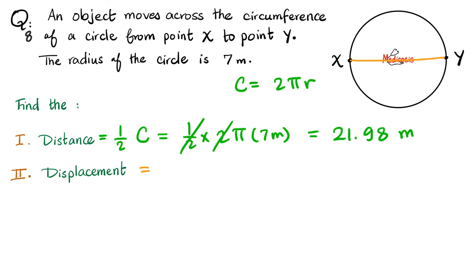Displacement equals diameter. Diameter equals twice the radius. How much is the radius? 7 meters. 2 times 7 is 14 meters, the net displacement. So 14 meters is the correct net displacement, but a better answer is positive 14 meters, because you're going to the right, and displacement is a vector.